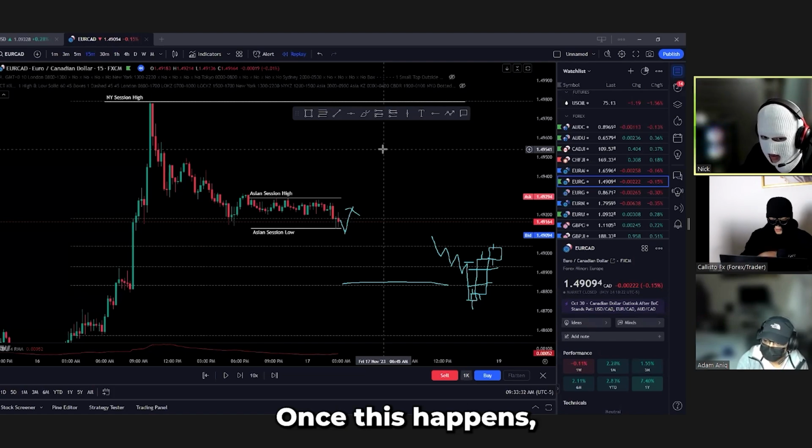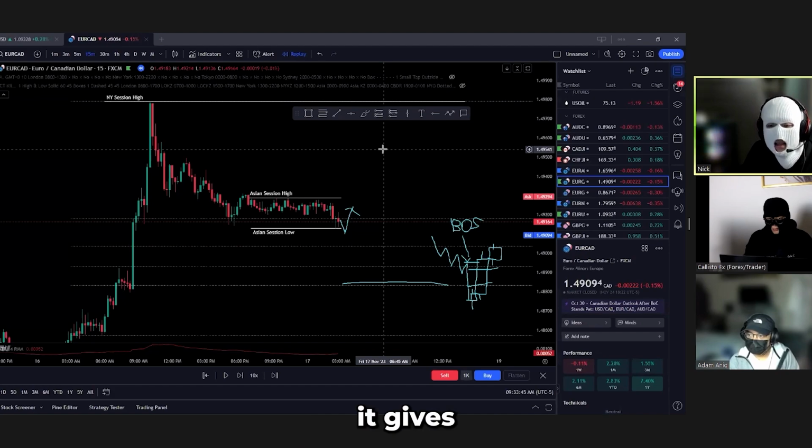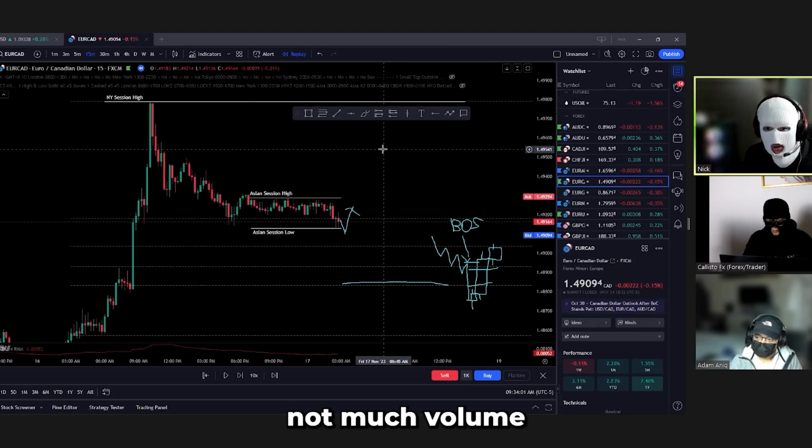Yes, once this happens, we have a confirmed break of structure with volume. Okay, a fair value gap. When you identify it, right, in this scenario, it gives us indication that look, the bulls are stepping in with volume. That's why it can create a fair value gap. If there is no fair value gap, it shows that the market is crawling towards the upside. And that means there's not much volume. And you don't want to be in a trade when there's no volume.